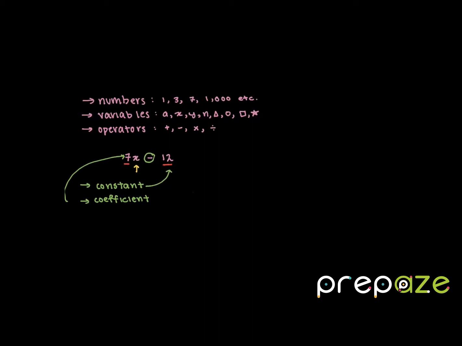So now we have concluded that our coefficient is 7, our variable is x, our operator is the subtraction sign, and our constant is the number 12.